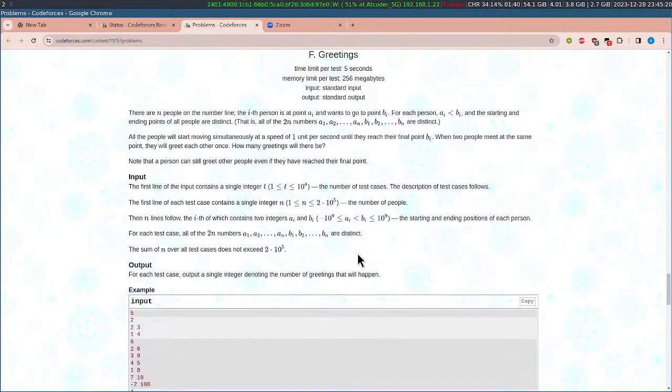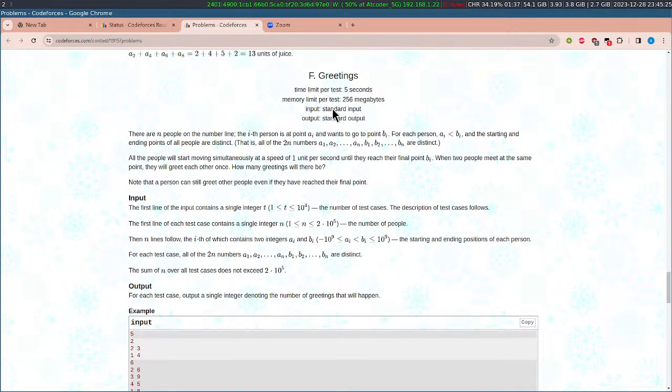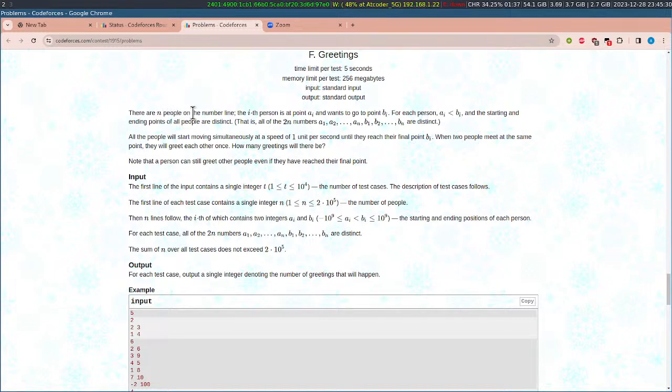Now moving to problem F. It looks like you understand. Problem F says there are n people on a number line. The ith person is at point ai and wants to go to point bi, and we are also given that ai is less than bi, and the starting and ending points of all the people are distinct. That is, all of the 2n numbers a1, a2 up to bn are distinct.